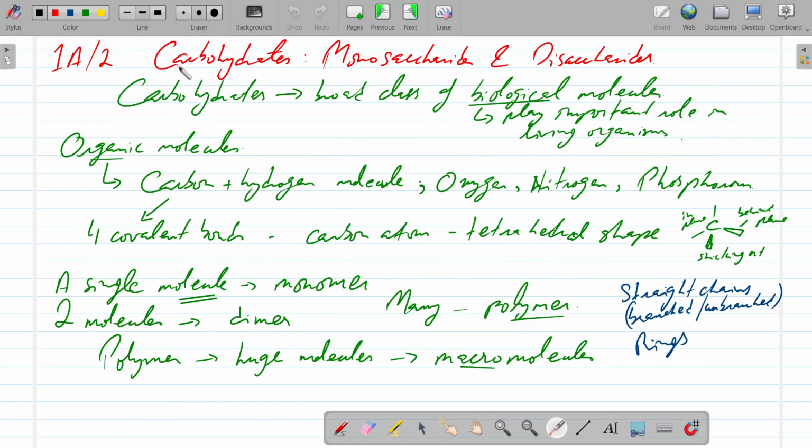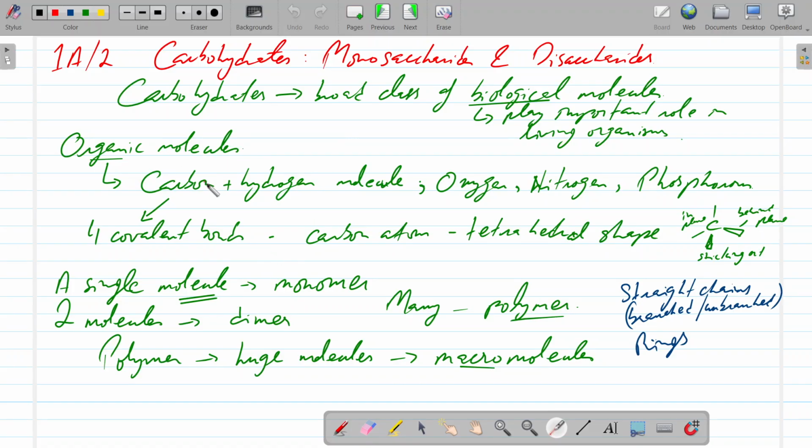That was chapter 1A1. Then coming to chapter 1 and 2, where we started talking about biological molecules. The main classes of molecules that are important in biology, there are 3 of them: carbohydrates, lipids, and proteins. We started talking about carbohydrates, and first talking about monosaccharides and disaccharides. So carbohydrates are a broad class of biological molecules that play an important role in living organisms. Normally we hear about them as an energy source, but that's not all they do.